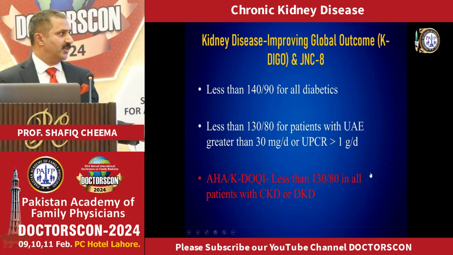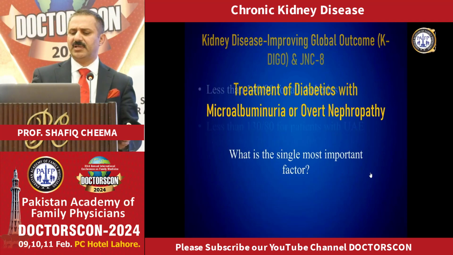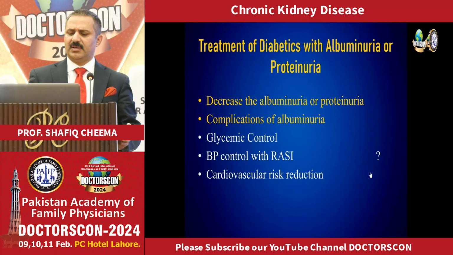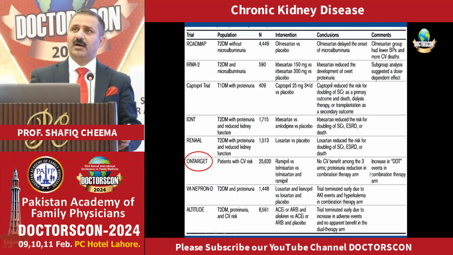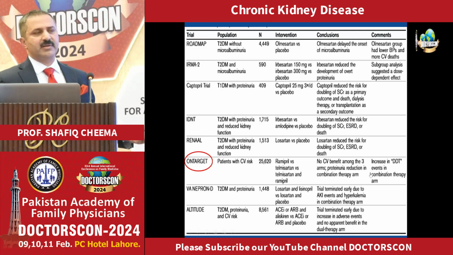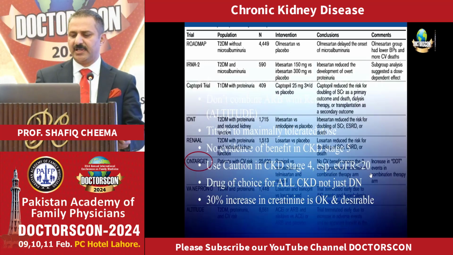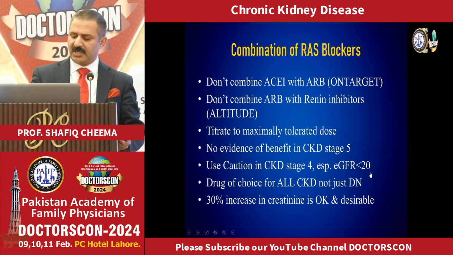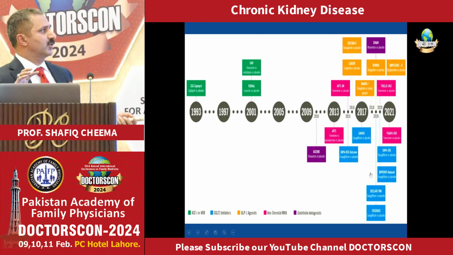This is the current recommendation: you must bring down the blood pressure to less than 130/80 with ACE inhibitors as well as ARBs. We already went over treatment of albuminuria and proteinuria with ACE inhibitor and ARB. One point I would like to make is that there is no role in combining ACE inhibitor and ARB, as indicated in the ONTARGET trial. All the other studies showed a significant benefit of ACE inhibitor or ARB alone. Combination is not recommended.